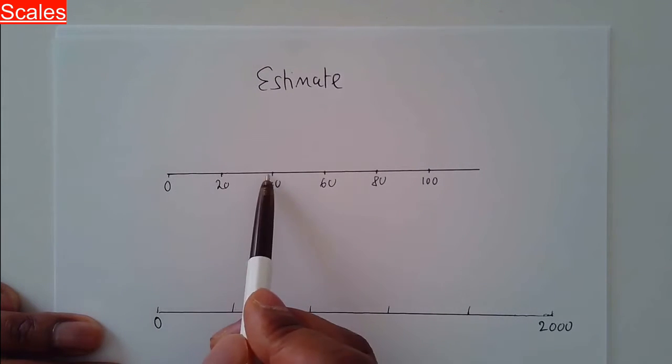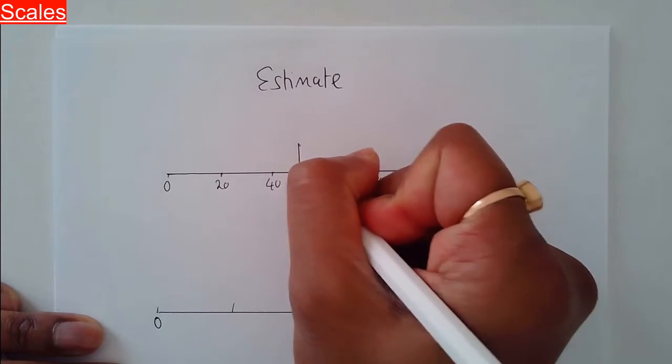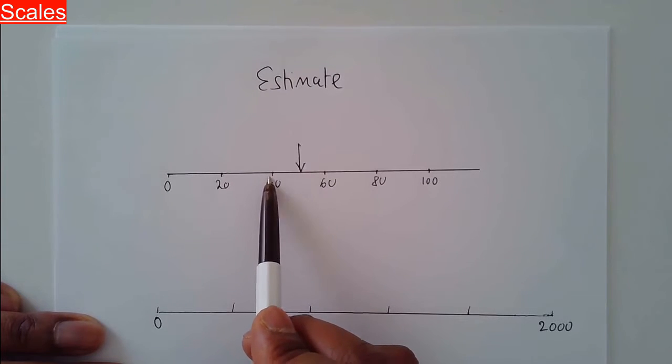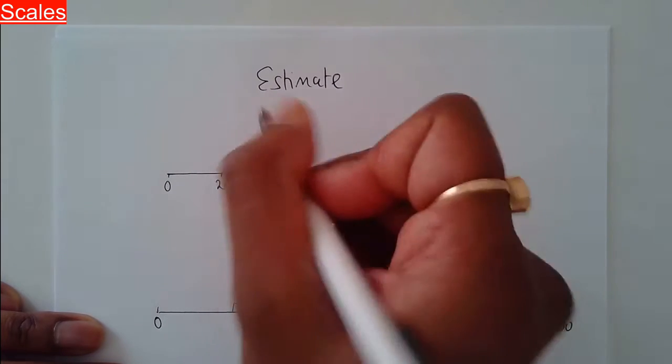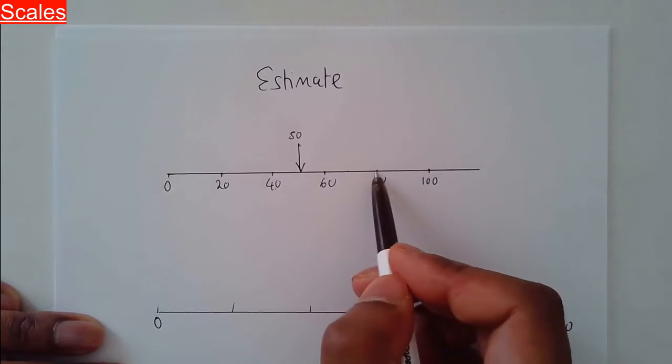Clearly these are going up in 20s. Let's suppose I want to know what this one is. And that arrow looks like as if it is in between 40 and 60. The number that comes between 40 and 60 is 50. 40, 50, 60, 70, 80, 90, 100.